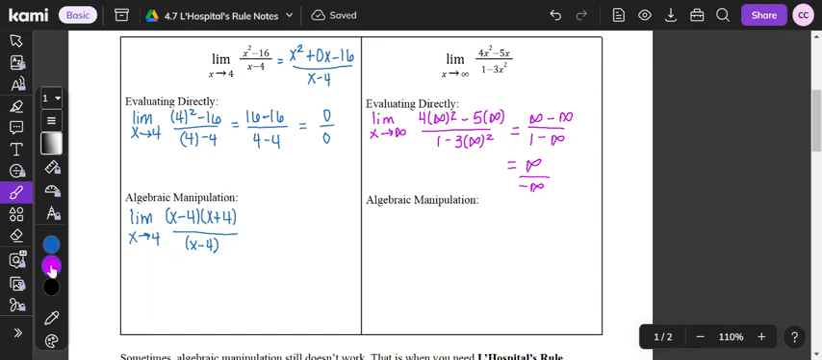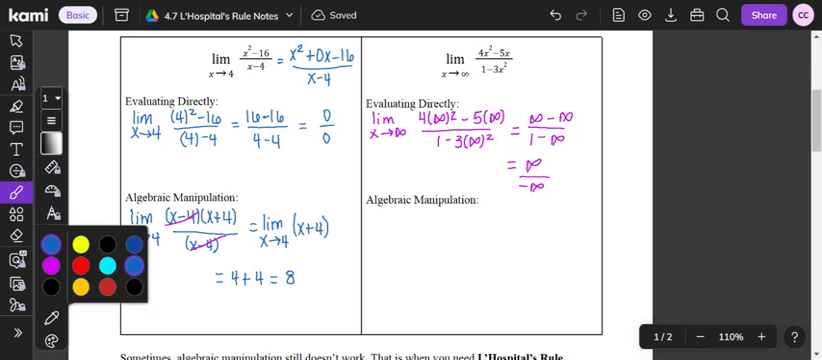And hopefully you guys see that these 2 cancel, and I'm left with the limit as x approaches 4 of x plus 4. Way easier to work with, because now if I just plug in 4, I end up with 8. This limit should be 8.